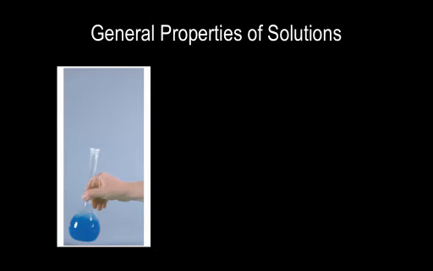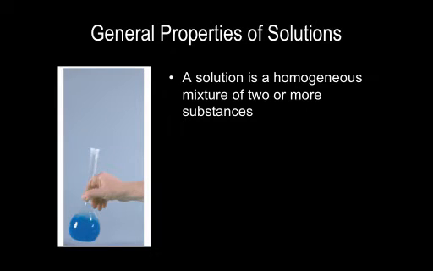So let's start by first defining what a solution is. A solution is defined as a homogeneous mixture of two or more substances. When we say homogeneous, that means it's evenly mixed, so you can't see the components that make it up. And because it is a mixture, it could be separated by physical means.